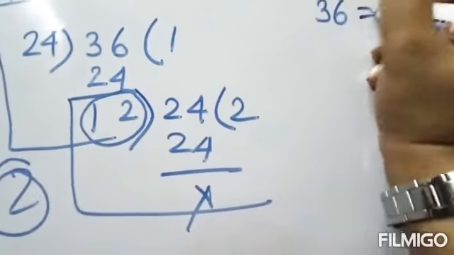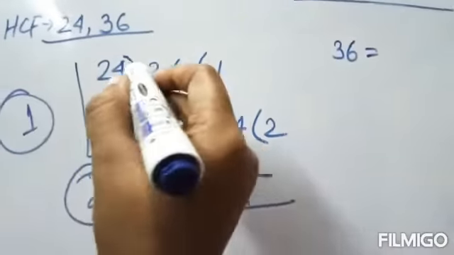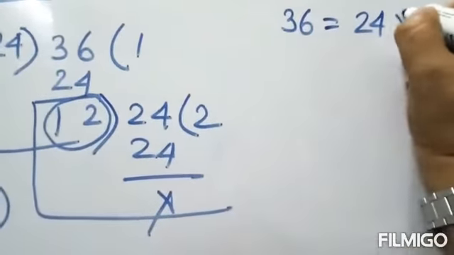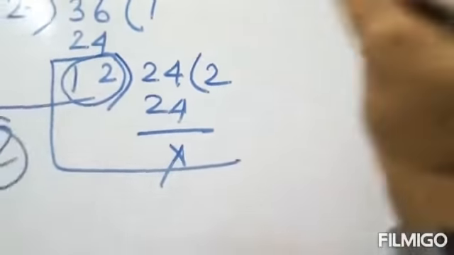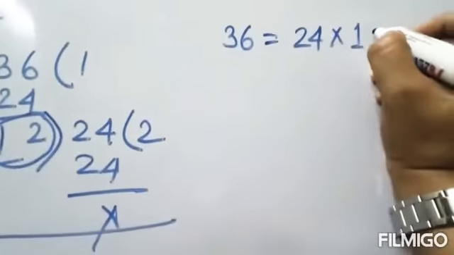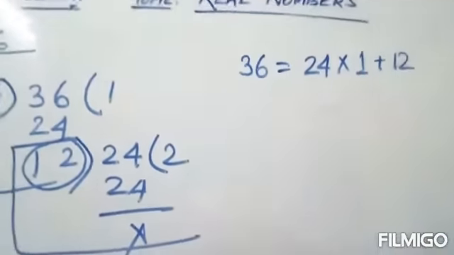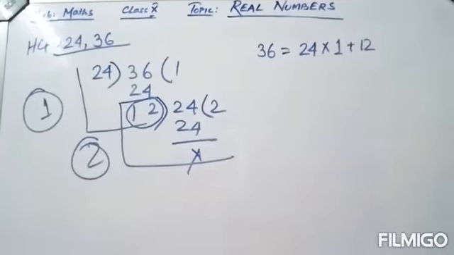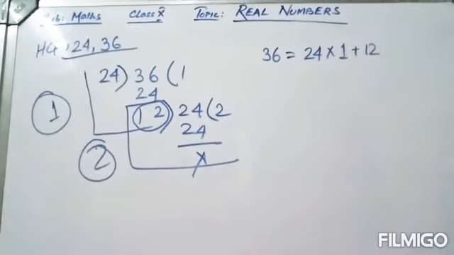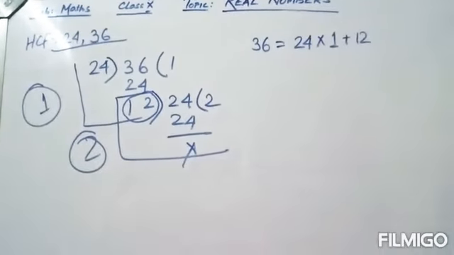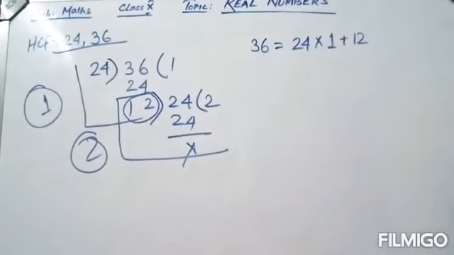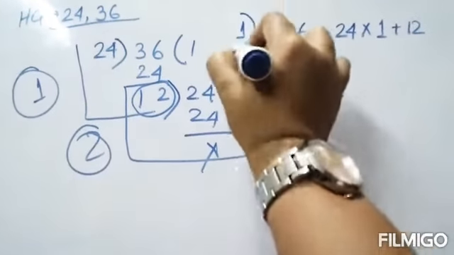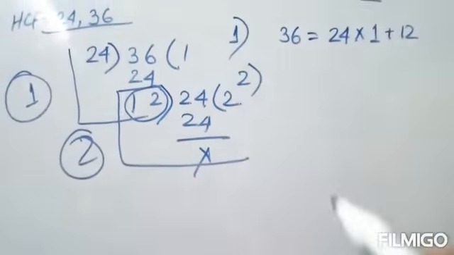36 is equal to, what will you write? 24 into 1, and what is the remainder? 12. So 12, right? See, 36, 24 into 1 is 24, and 24 plus 12 comes to 36. So I have expressed the first part of division, right? Now the second part.